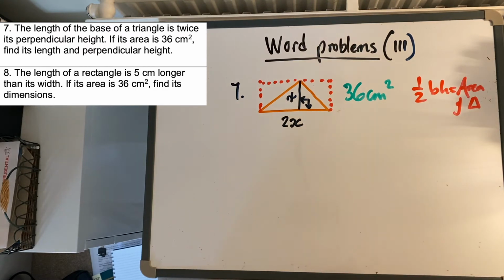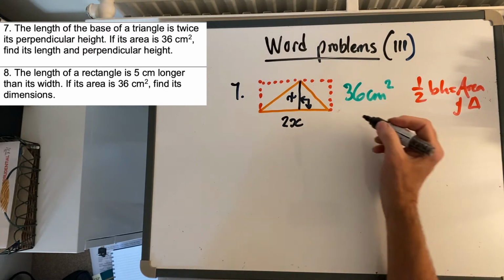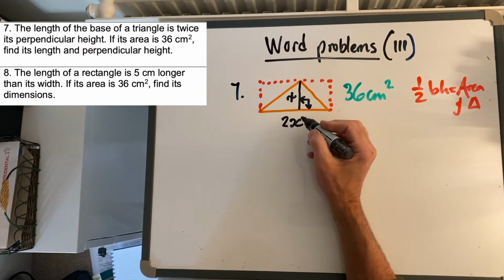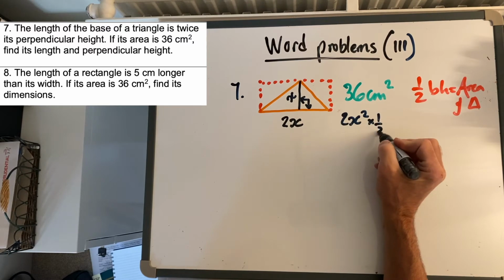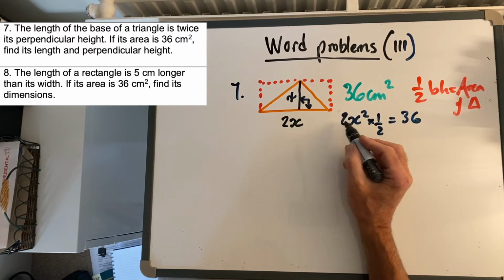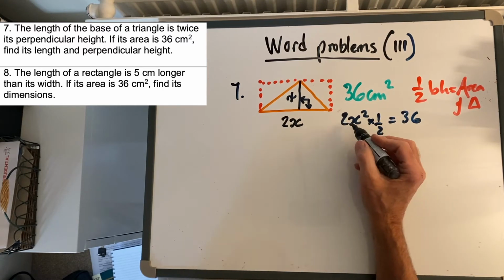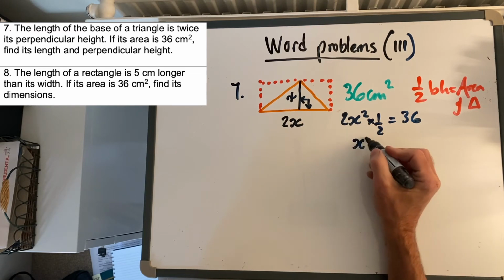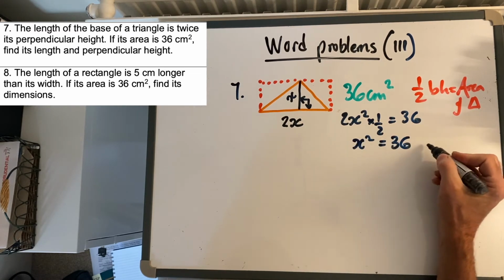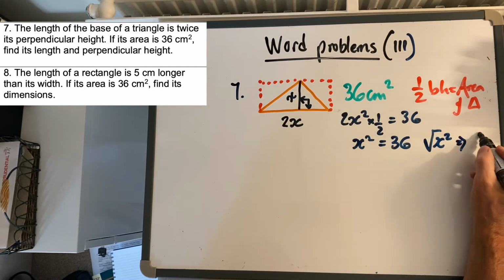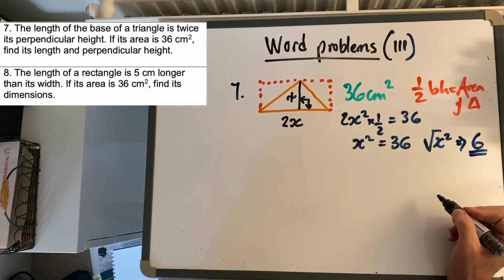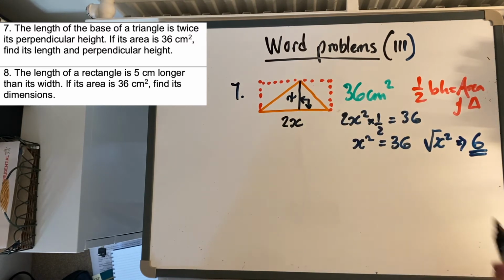So I now know that 36 centimeters squared equals half this times this. So 2x times x, halved. So 2x times x, times by a half equals 36. Now 2 times a half, they cancel out. So I end up with literally x squared equals 36. So I look at the square root of x squared to give me my x value, and that means that x equals 6. It's my value of x. So you have to look at square roots, etc.